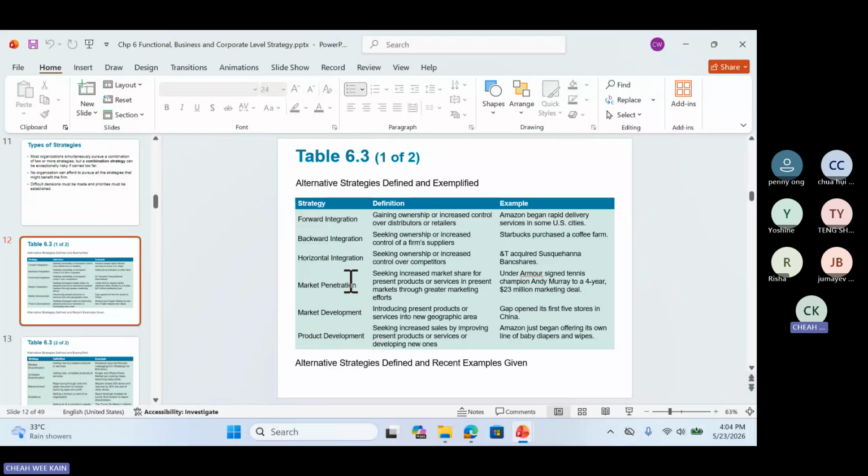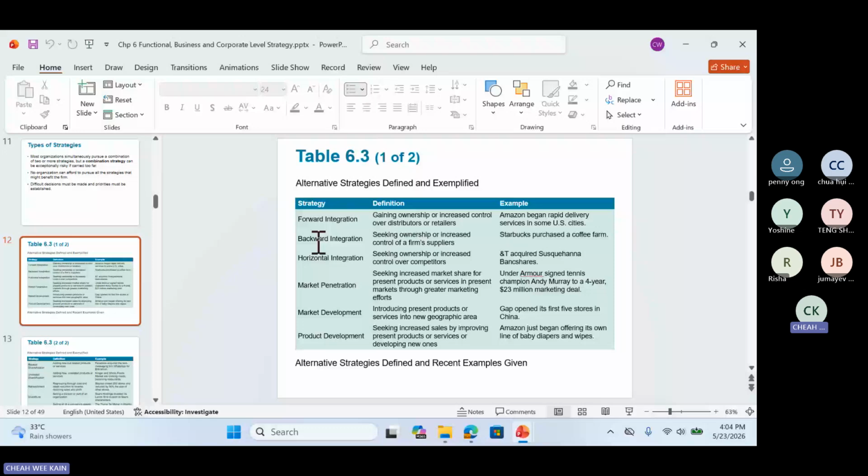Now, forward integration means forward, backward, horizontal. Let's start with the easy one, backward. Let's say you're making cars. You must buy tires, isn't it? So backward integration is you buy a rubber estate, make your own rubber. Then from your own rubber, make your own tires. That is called backward integration. Back to your suppliers.